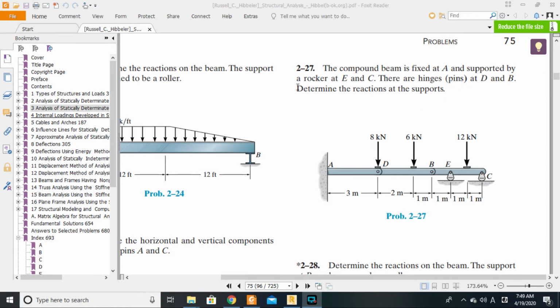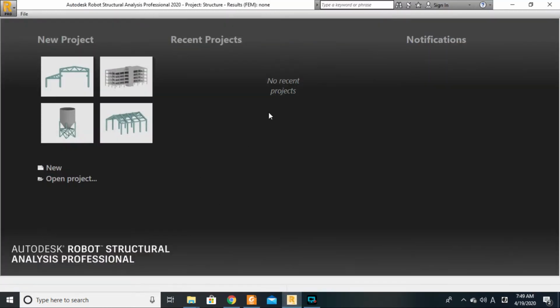So the question is to determine the reactions at the support, and this is the last beam exercise that we shall be seeing. From here on we will look at other types of structures. Good. Let's go straight to Robot to be able to model that. So we are here. We will take the 2D frame structures.